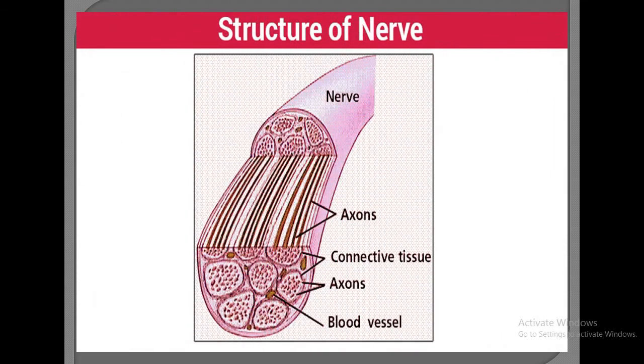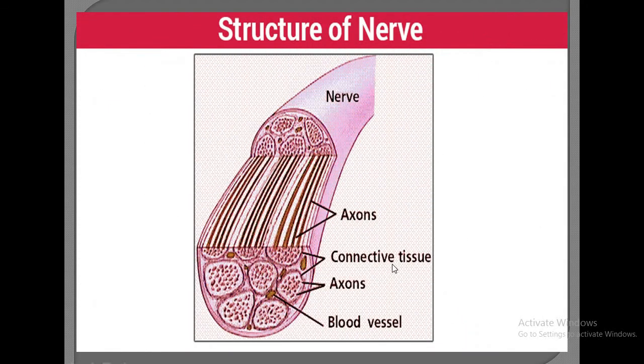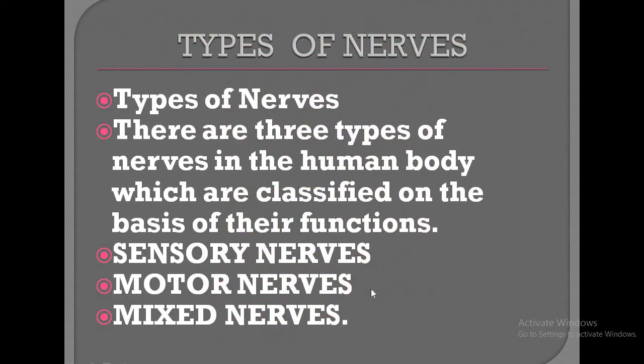So a collection of nerves is there. It consists of multiple nerves. It means so many nerves, or a collection of axons also, which is wrapped in a layer of tissue and fat. You are observing there is connective tissue, like the blood vessels, and this is enclosed in a layer of fat. Now, what are the types of nerves?